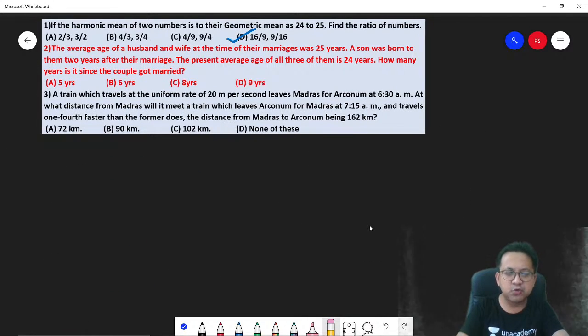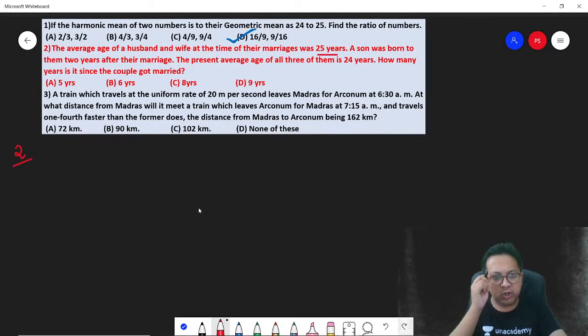Second one, number 2. The average age of a husband and wife at the time of their marriage was 25 years. A son was born to them 2 years after their marriage. The present average age of all of them is 24 years. How many years is it since the couple got married?